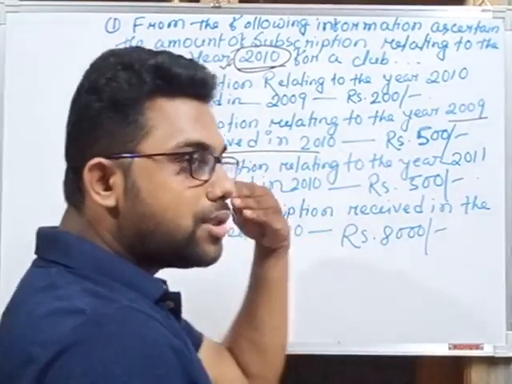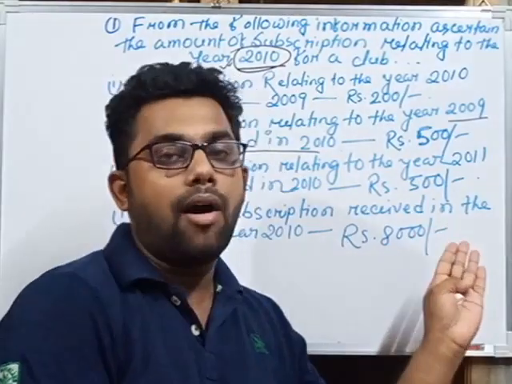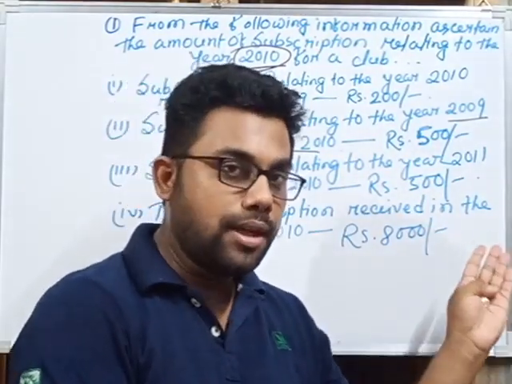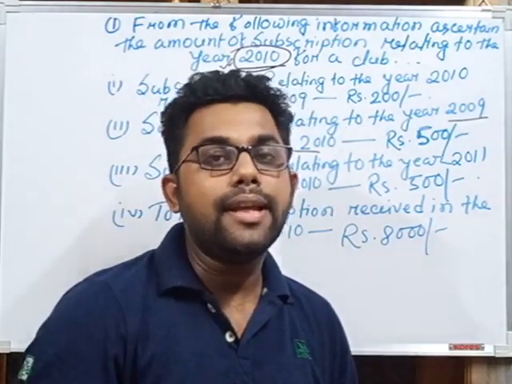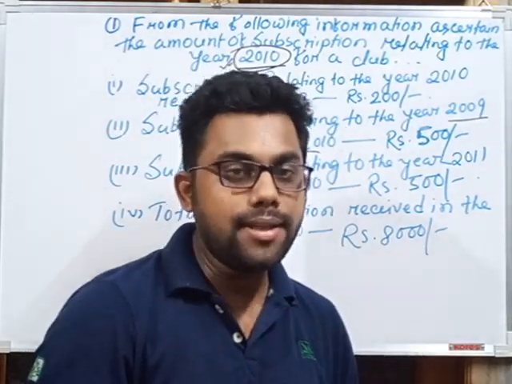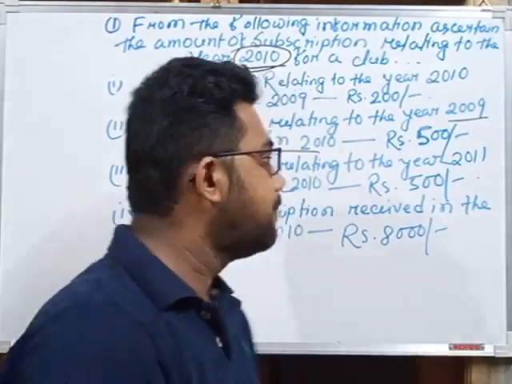That means in 2009 some of the members could not pay this amount as subscription, but they have paid that amount in 2010. So it is not the income for the current accounting year, it is the income for the previous accounting year. So we have to less that item.